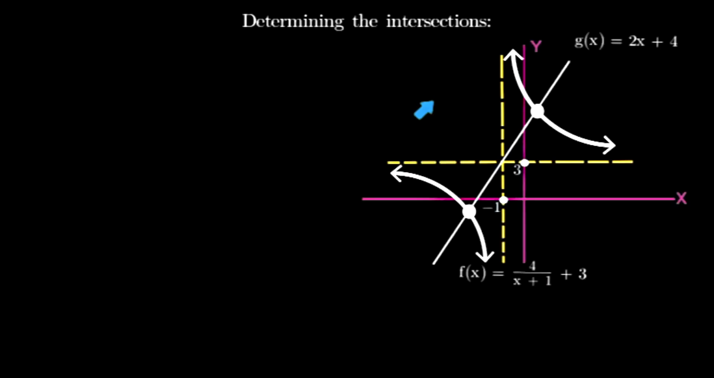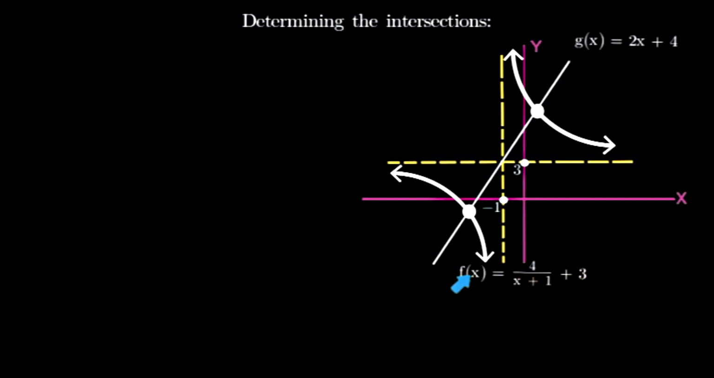Hi everyone and welcome. In today's lesson we are going to determine the points of intersection of a straight line with a hyperbola, and those two points are right here and there. Basically it means it is where these two graphs touch one another. Now again, here is our straight line and its equation is g(x) = 2x + 4, and here is our hyperbola and its equation is f(x) = 4/(x + 1) + 3.